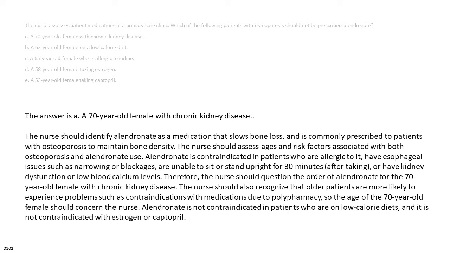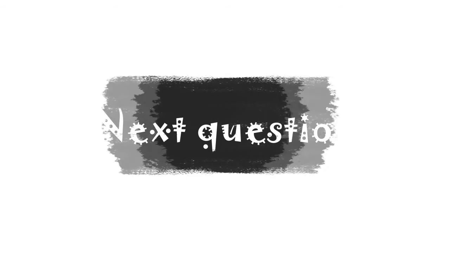The nurse should also recognize that older patients are more likely to experience problems such as contraindications with medications due to polypharmacy, so the age of the 70-year-old female should concern the nurse. Alendronate is not contraindicated in patients who are on low-calorie diets, and it is not contraindicated with estrogen or captopril.